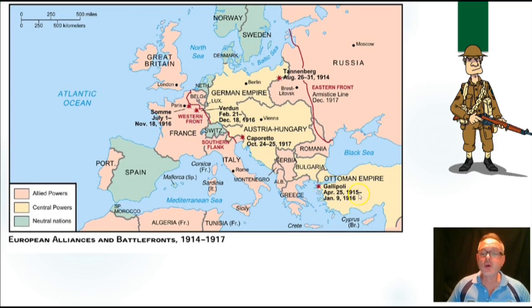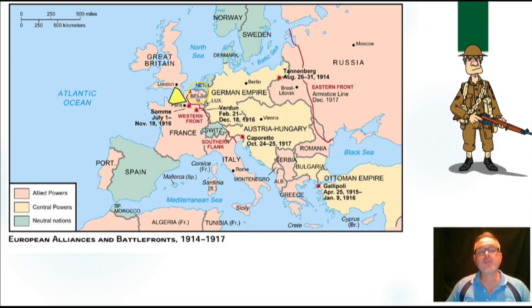And we see for the first time now Gallipoli turning up on our list. Marked with the yellow arrow is the Western Front. And we need to be very aware of this Western Front. We can see that Belgium seems to have been invaded, even though we had said it was neutral at the start of the war.